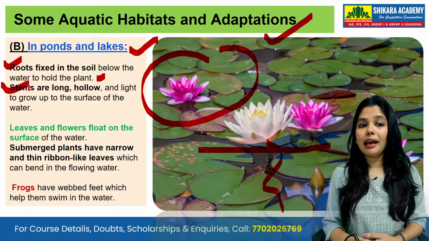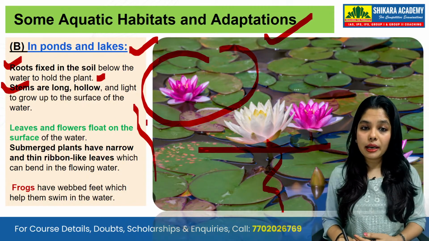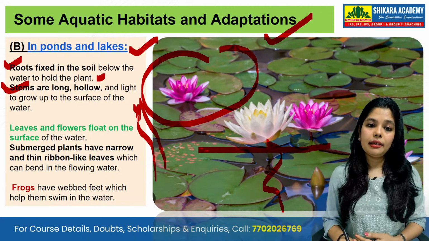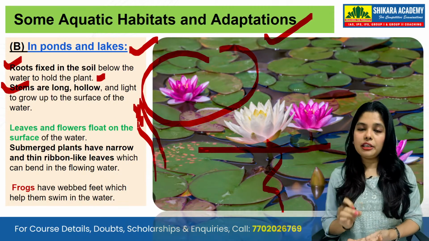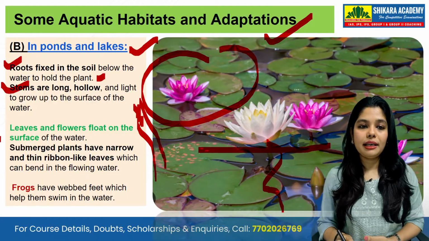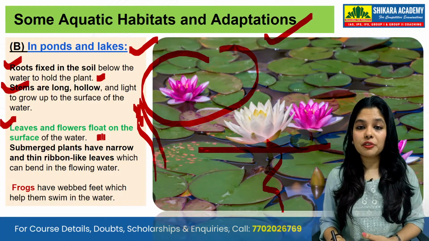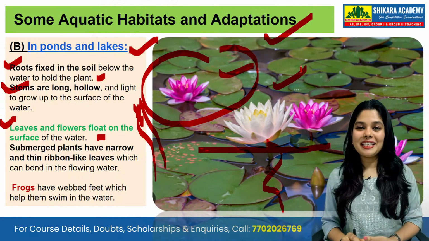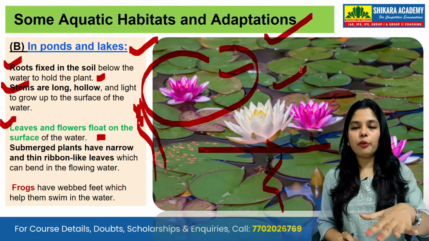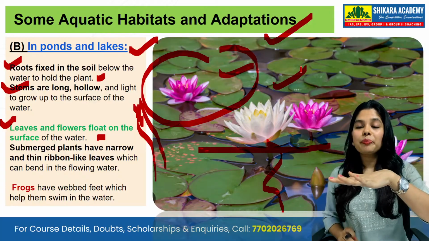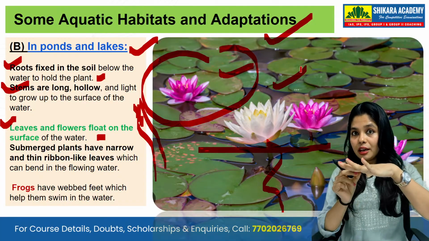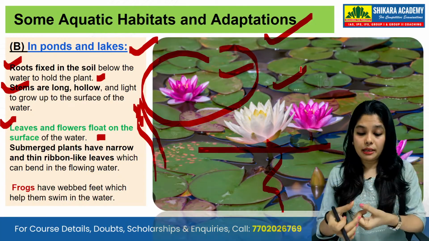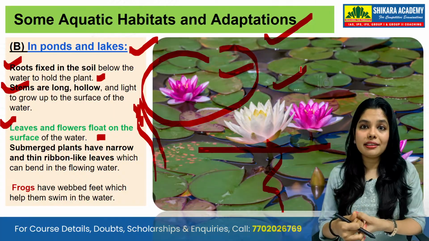Stems are long and hollow. These stems are long and hollow, meaning they are empty from inside. They are tube-like. Leaves and flowers float on the surface of the water. You can see the leaf is floating, the flower is floating. They have long roots. The stem is long and hollow. They don't have anything inside.